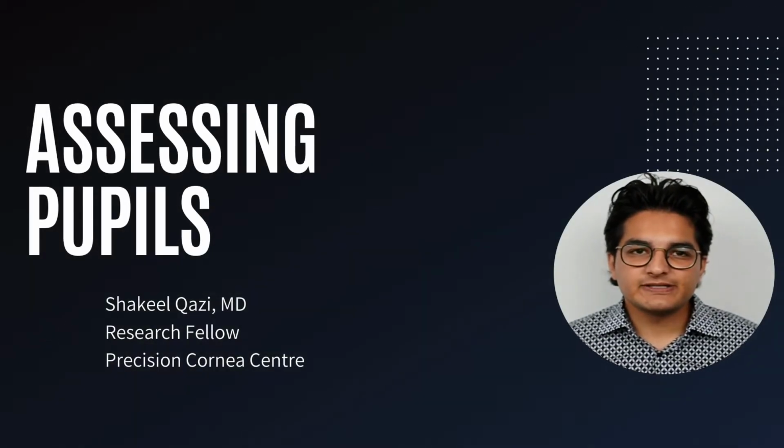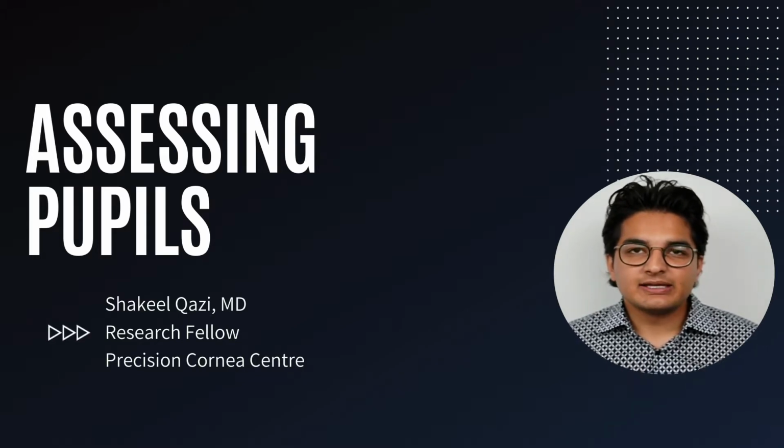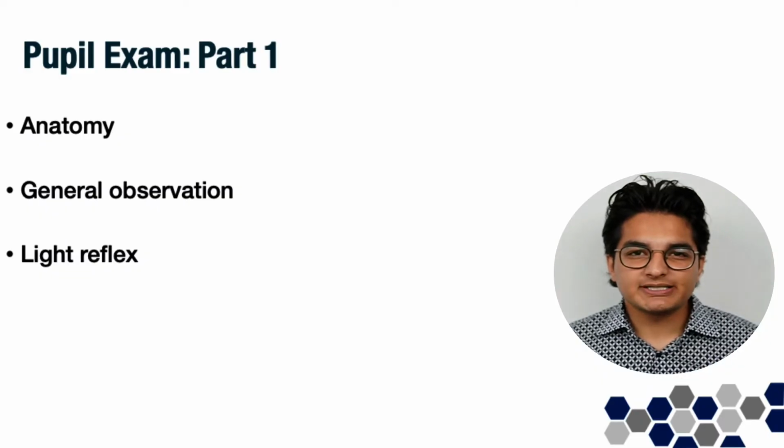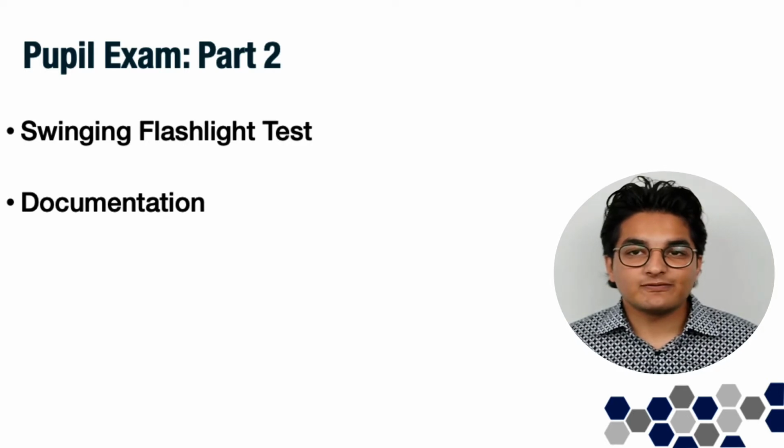The purpose of this video is to give you a good understanding and approach to the pupil exam. This video will be broken down into two parts. In the first part, we will discuss the pupil anatomy, we'll talk about general observation, and we'll discuss the light reflex. In the second part of the video, we will discuss the swinging flashlight test and how to document your findings.